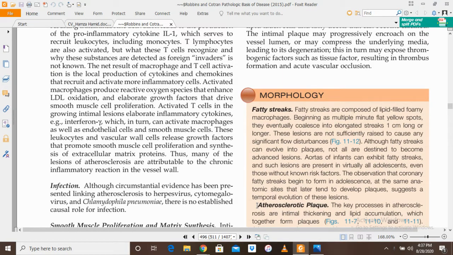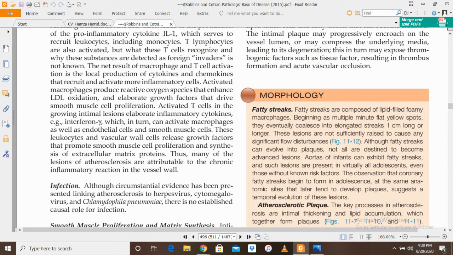First of all, atherosclerosis occurs in the large elastic arteries and the medium-sized muscular arteries. And these atherosclerotic plaques which form in the intima of the large elastic arteries, they are clinically very significant.